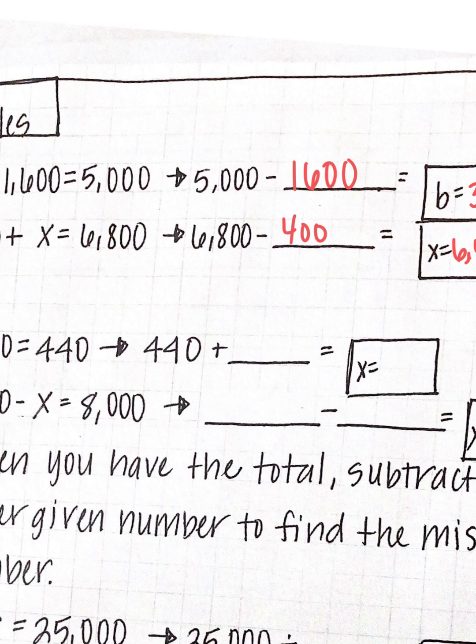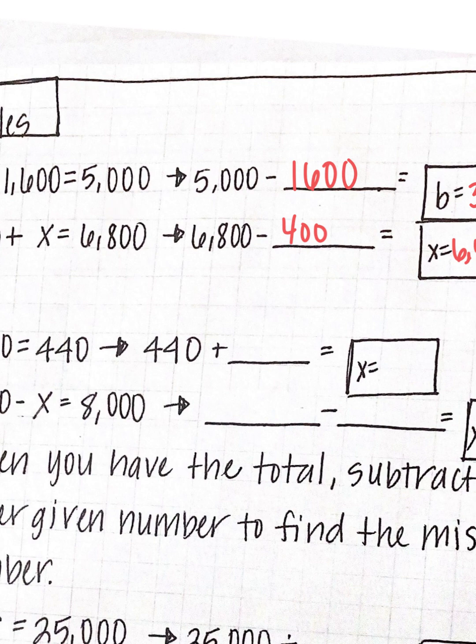A good practice that you should get in the habit of doing is checking to make sure it works. So take your answer for number 1, 3,400, and add it like where B is. So we're saying that 3,400 is what B is. So I'm going to add 3,400 to 1,600, and it should equal what it says it equals. And did I get 5,000 like it says it is? Yeah.